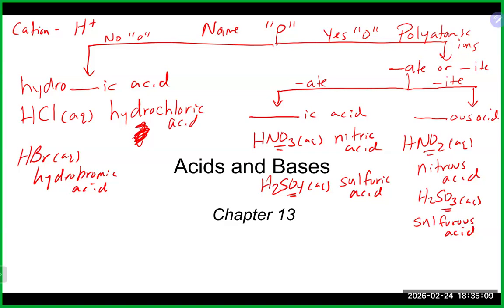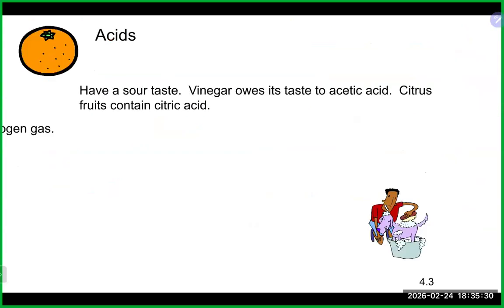Bases are oftentimes named like normal. A lot of the strong bases come from group 1 and 2 on the periodic table. They have hydroxide in them, like sodium hydroxide, potassium hydroxide, calcium hydroxide, and so forth. Any questions on acid nomenclature? Hopefully review, I hope. All right, so let's talk a little about acids and bases.